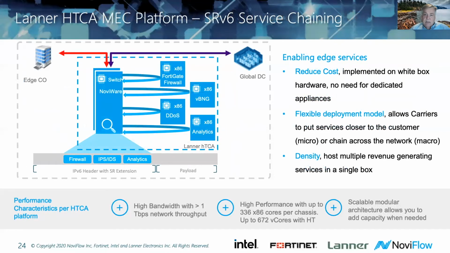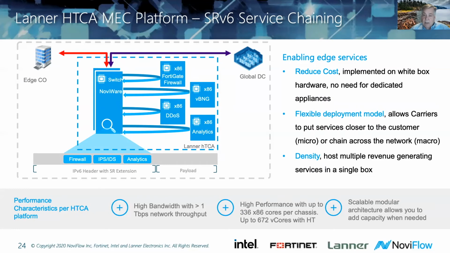The last use case I will describe is the SRv6 service chaining. Traditionally, security appliances have been hardwired into a specific location in the network and only available for traffic going through that location. SRv6 opens up a new way of programmatically inserting security services in traffic flows that are not tied directly to that specific location. In this use case, the HTCA platform operates as a security services proxy in a routed SRv6 network.